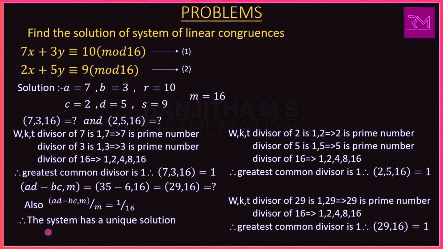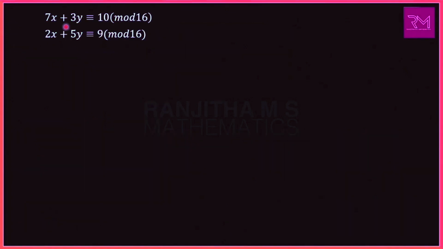Next we have to find the values of X and Y. In previous videos, once we concluded the system has a unique solution, we found the value of X. But in this one we have to find the solution for two variables, X and Y, because here we have two variables. For that we have to consider equation 1 and equation 2, that is, the given linear congruences.